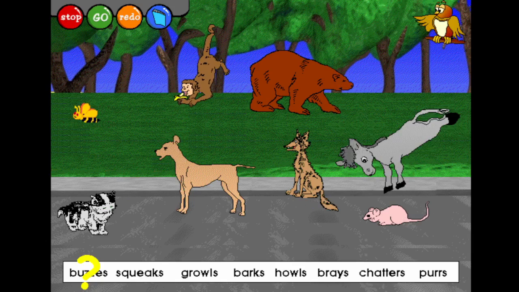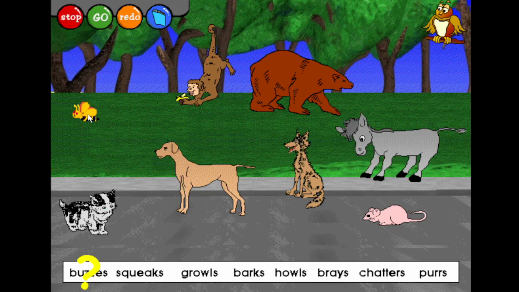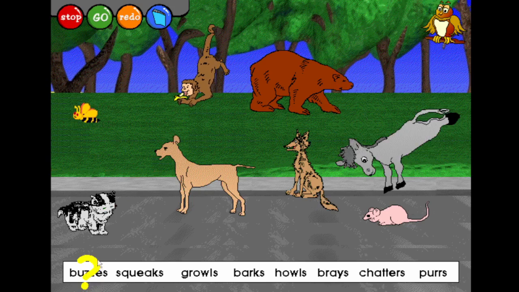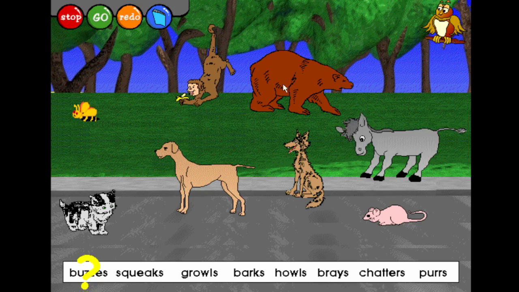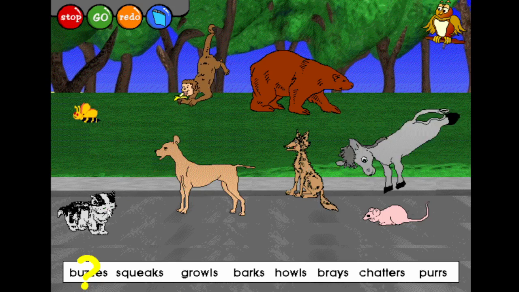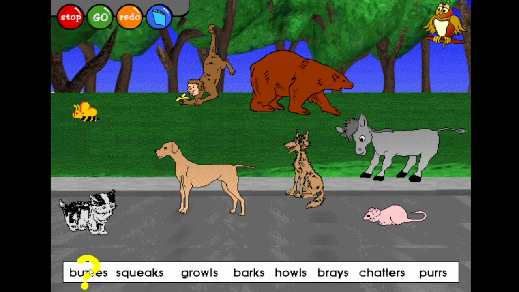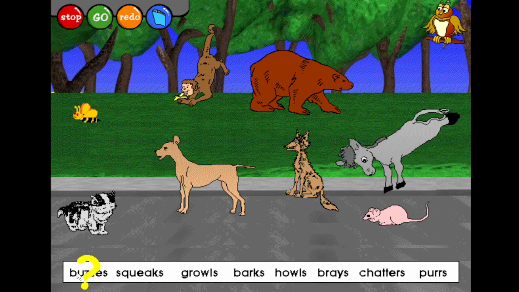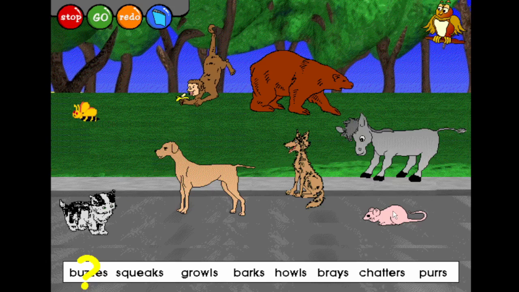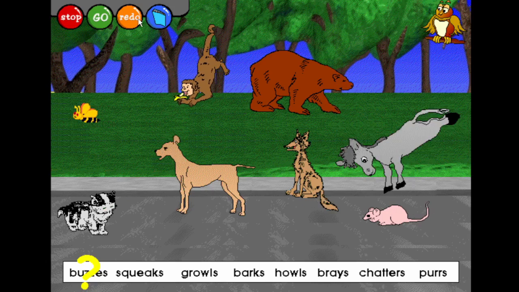These words are the sounds made by some animals and an insect. If you need help, click on the book. Click on one of the animals or the insect and then click on the sound it makes.